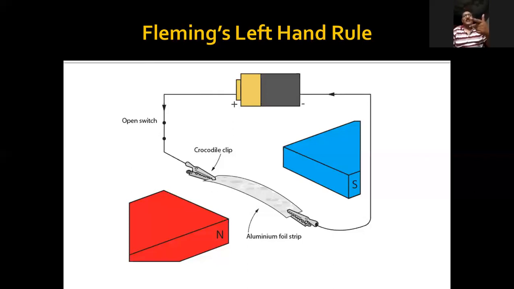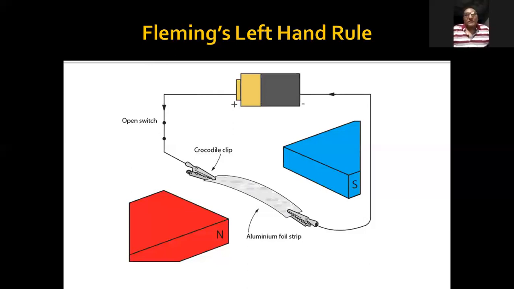So you see, if I know the direction of the current in the aluminum foil, if I know the direction of the magnetic field, I can predict by using Fleming's left-hand rule the direction of the force. My thumb is pointing upward. If my thumb is pointing upward, it means that this aluminum foil will experience a force in the upward direction. So that's why you can see in this aluminum foil, we have a little bend in the upward direction, which shows that it has experienced a force in the upward direction.